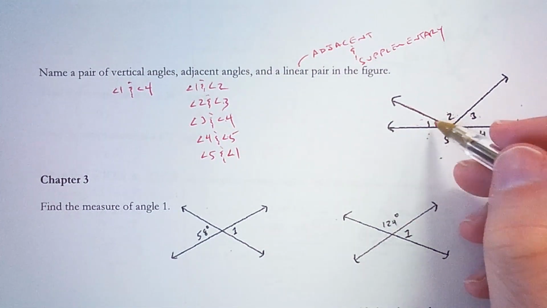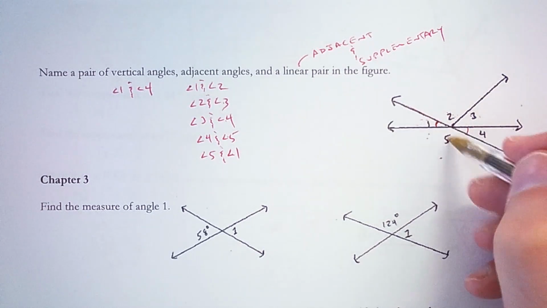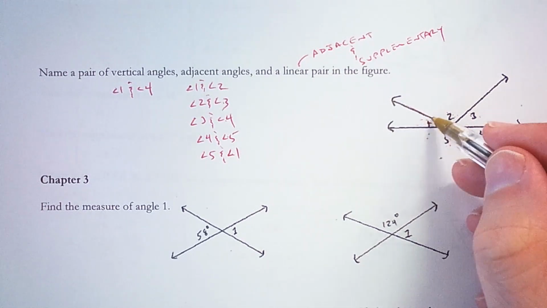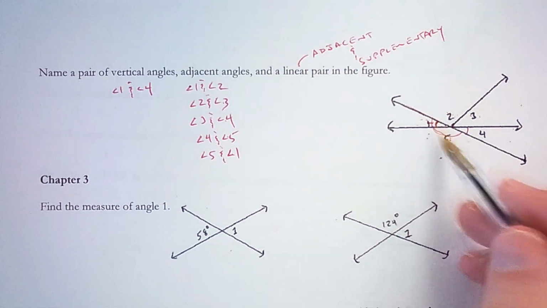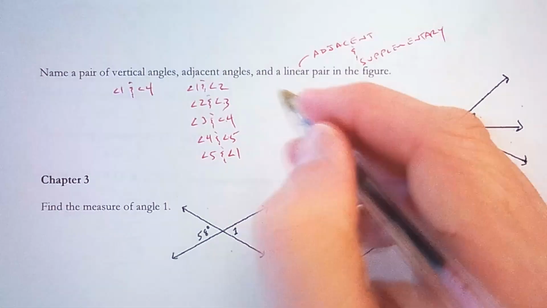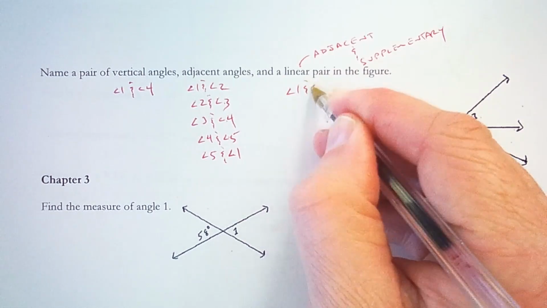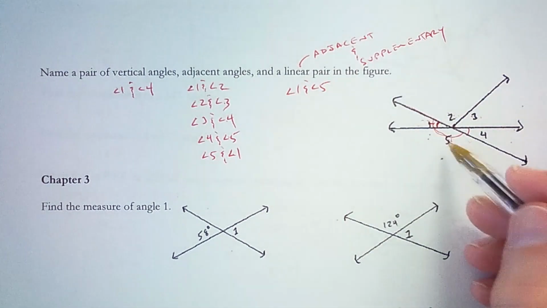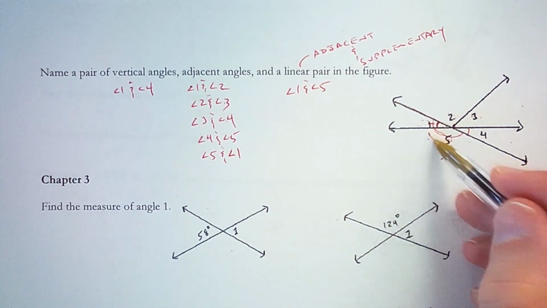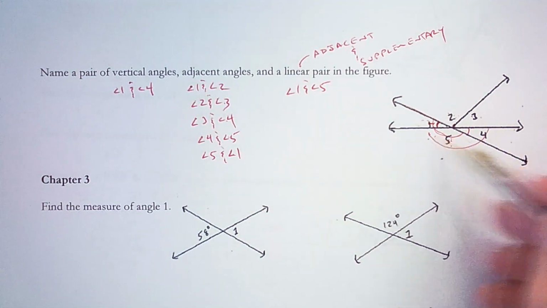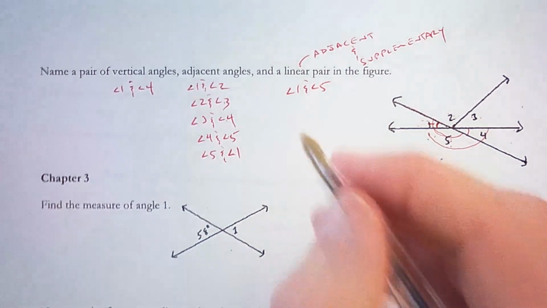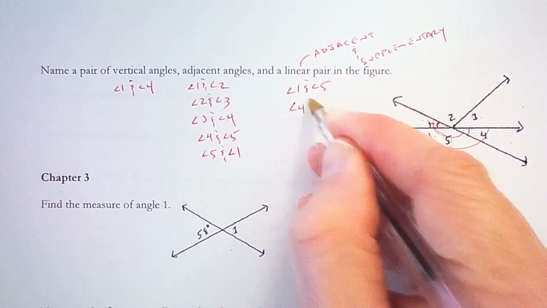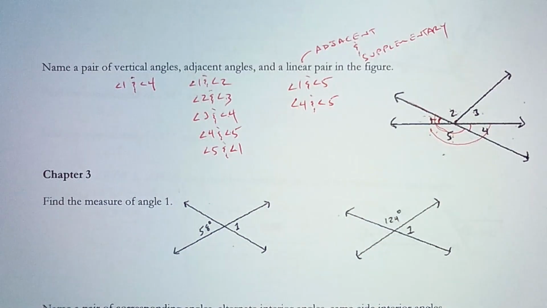There's two pairs that do that. There's angle 1 and 5. Those two angles, they're adjacent and they make a straight line put together. They're a linear pair, so angle 1 and angle 5. The other linear pair is angles 4 and 5. Together they make a straight line. So angle 4 and angle 5.